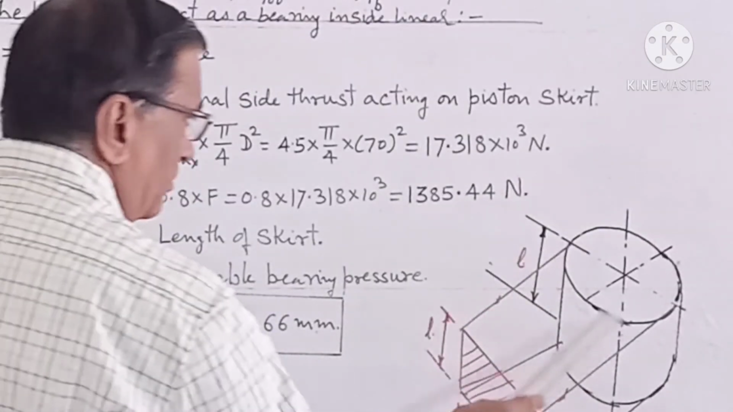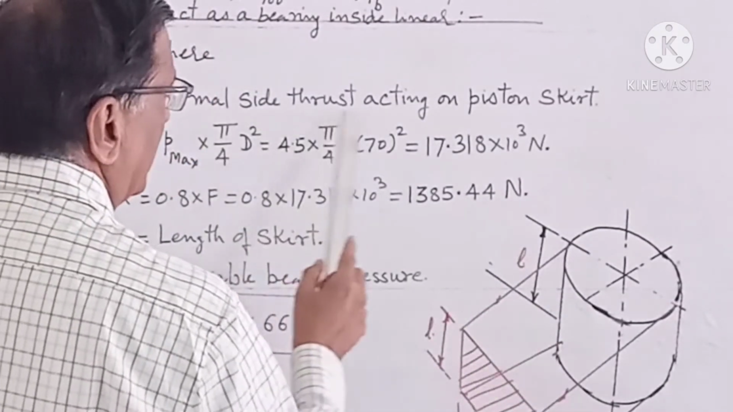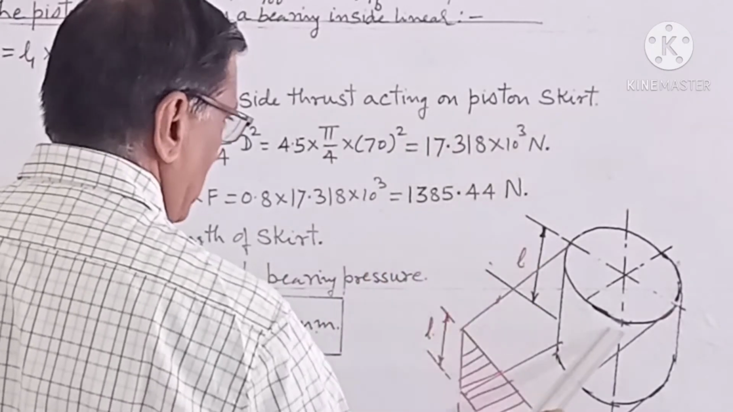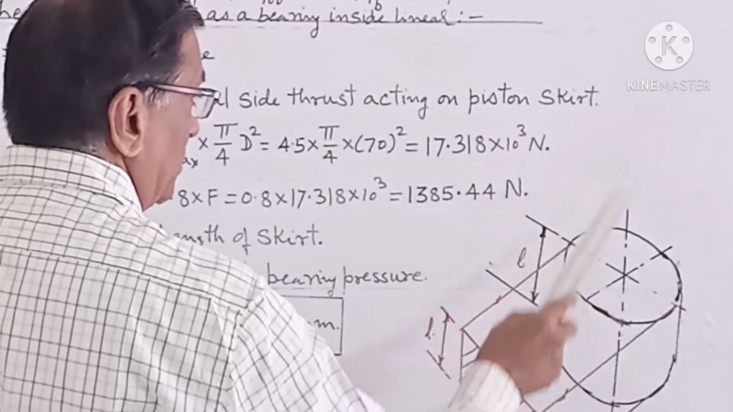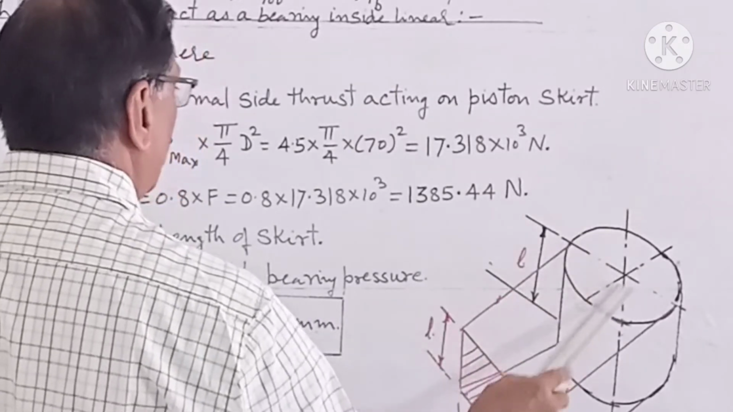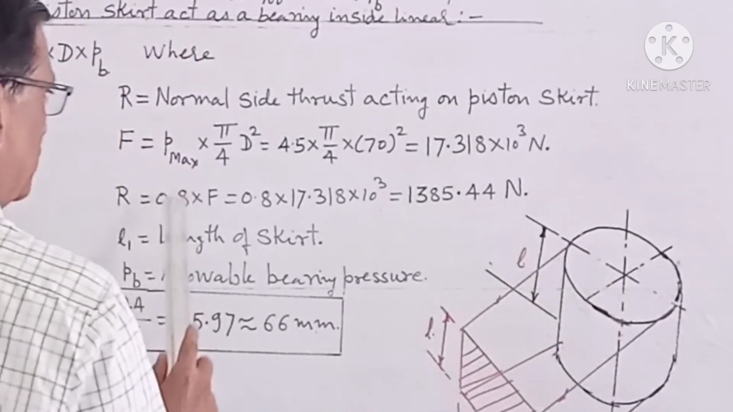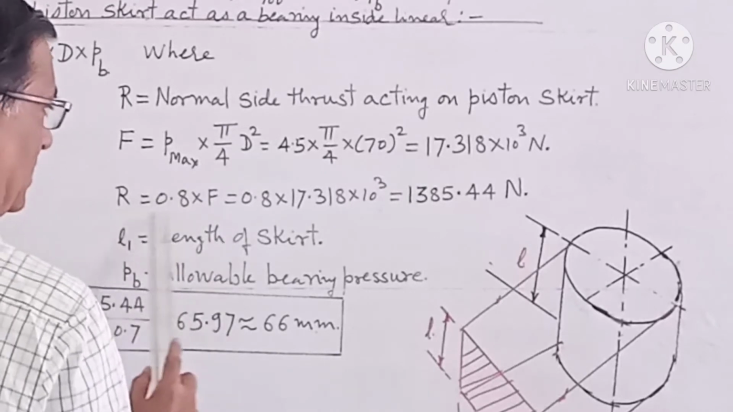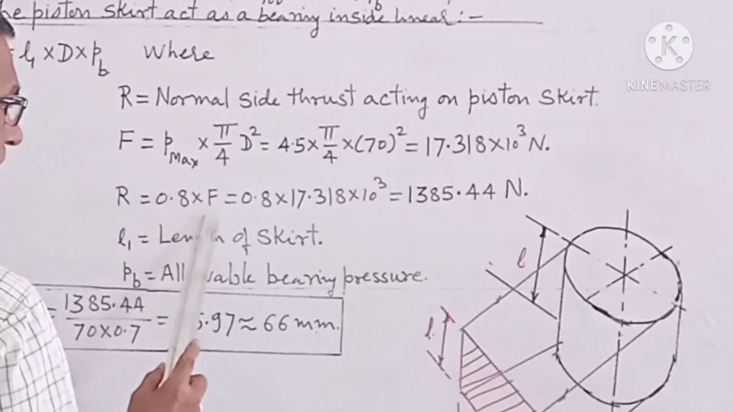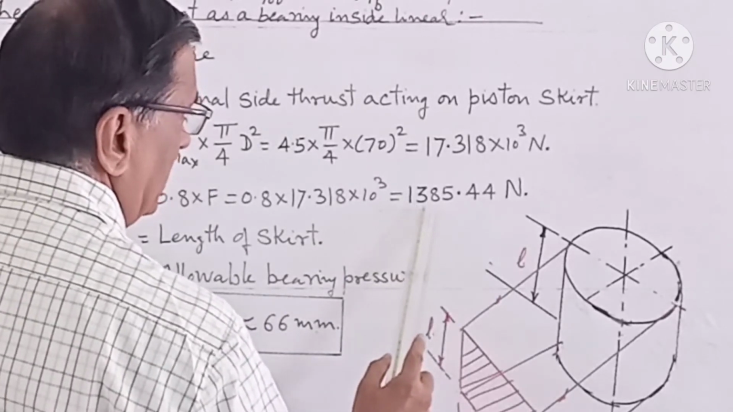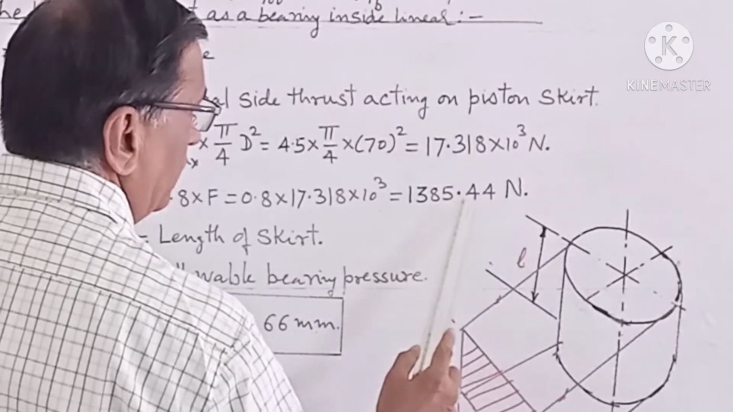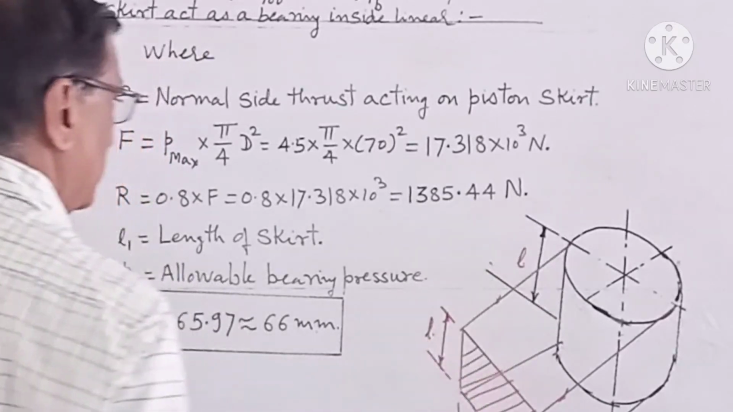Now the normal reaction or normal side thrust acting on piston skirt R is 8% of the total force acting on the top surface of the piston. So we will take R is equal to 0.08 into F. So R comes out to be 1385.44 Newton.